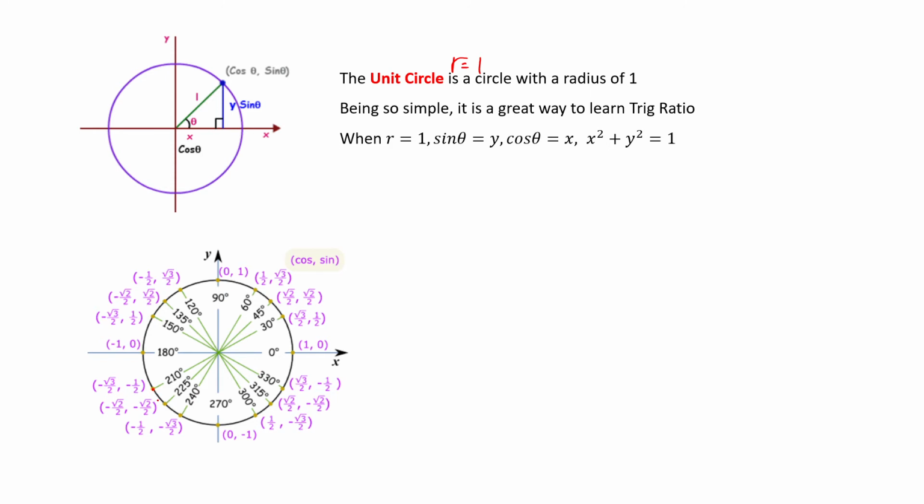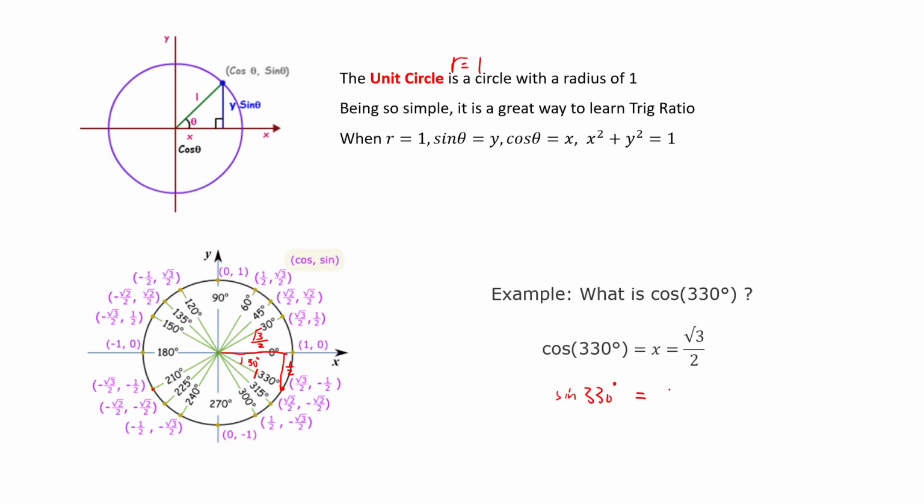find its coordinate. So for example, what is cosine 330 degrees? So 330 is here, and this is a 30 degree triangle, and because this is 1, this is 1/2, and this is root 3 over 2. That's why the coordinate here is root 3 over 2 and negative 1 over 2. So cosine 330 degrees is equal to root 3 over 2, and sine 330 degrees is equal to negative 1 over 2.